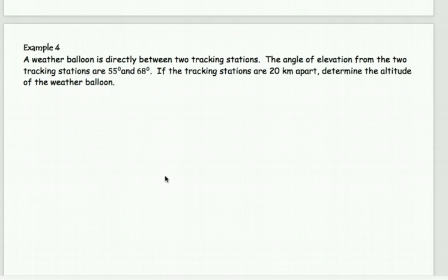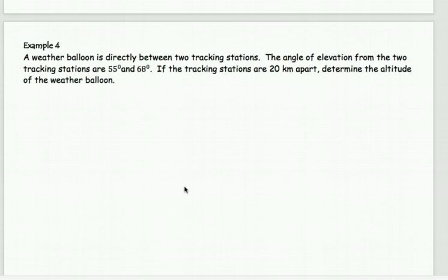All right, example 4, last one here. We have a weather balloon directly between 2 tracking stations. The angles of elevation of the 2 tracking stations are 55 and 68. If the tracking stations are 20 kilometers apart, determine the altitude of the balloon. So we have some angle of elevation type questions here. Here's the balloon, straight up in the air, and we have a couple of tracking stations: station number 1, station number 2.